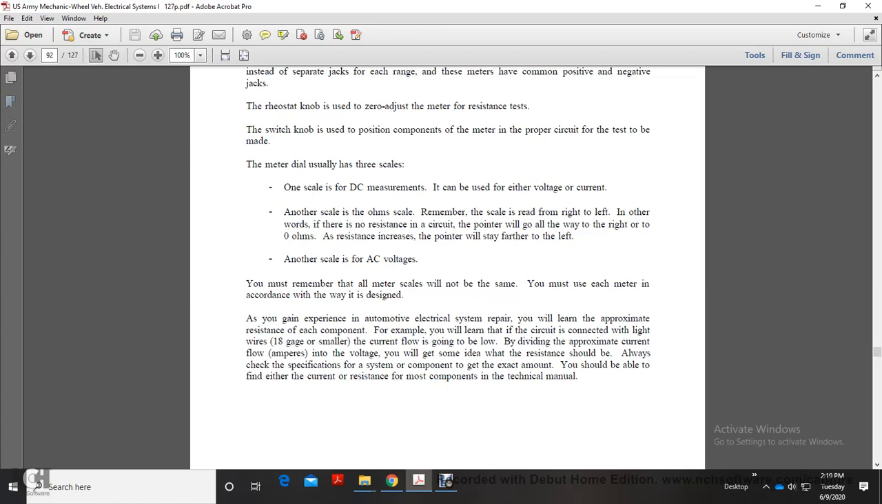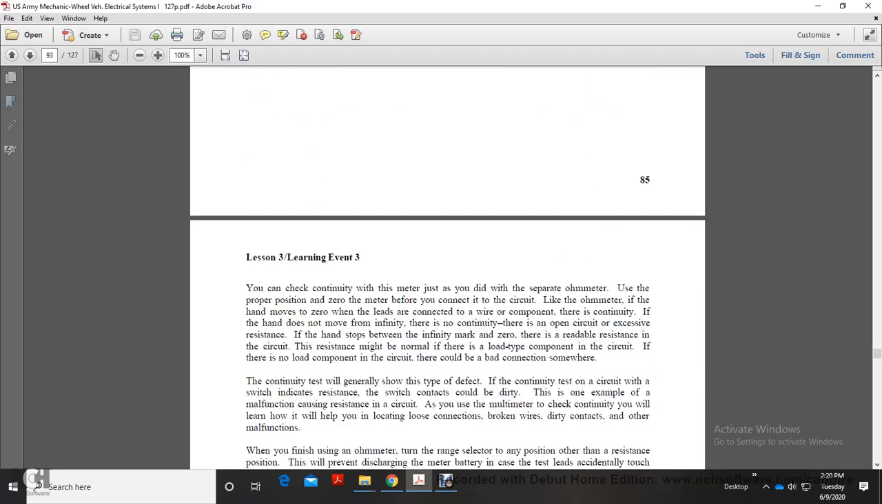Remember, not all meter scales will be the same. You must read each meter according to the way it was designed. As you gain experience in automotive electrical system repair, you will learn the approximate resistance of each component. For example, you will learn that a circuit connected with light wires, 18 gauge or smaller, will have low current flow. By dividing the voltage by the approximate current flow, you will get some idea what the resistance should be. Always check the specification of the system component for the exact amount. You should be able to find either the current or resistance for most components in the technical manual.